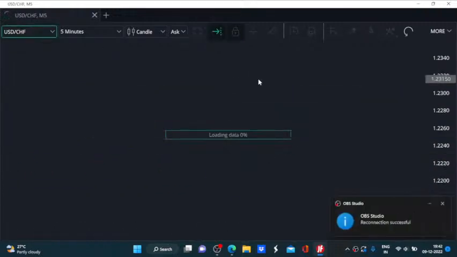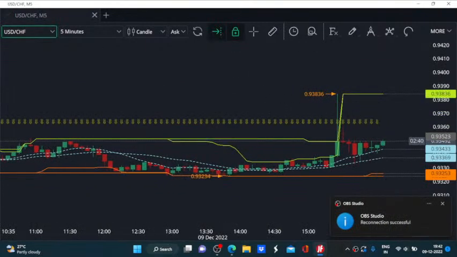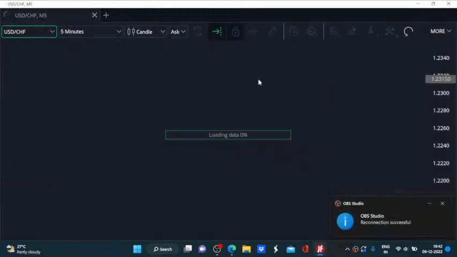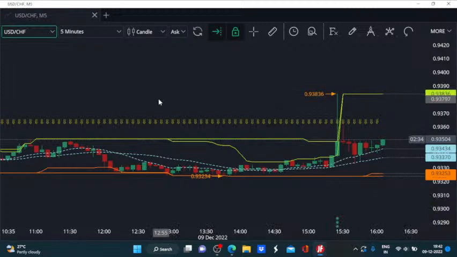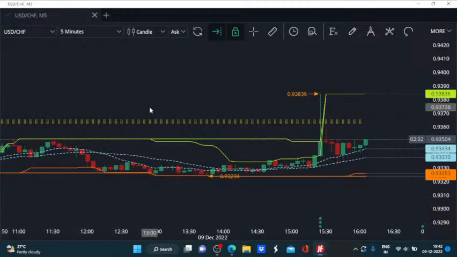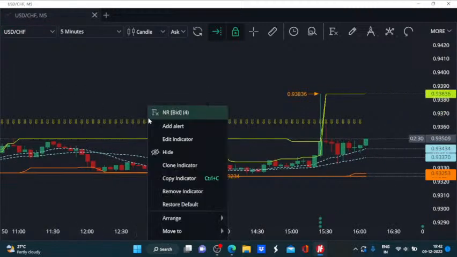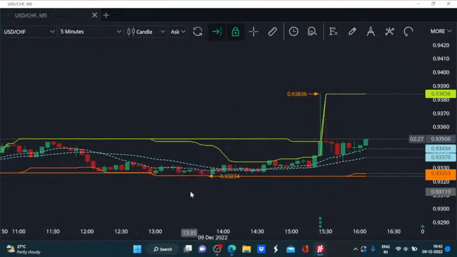The connection is disconnected. There is some issue with the net. Okay, all right, we got the connection back. It was because of the internet. Now as we are getting back, let me remove this indicator.